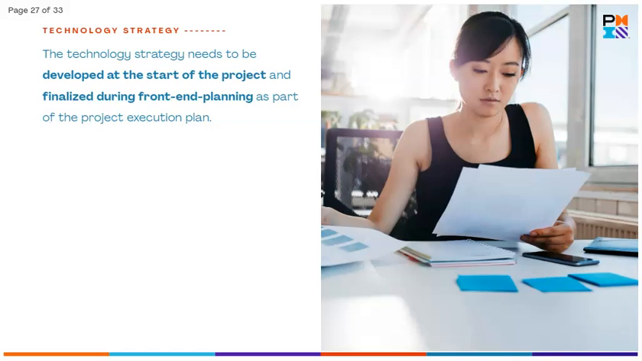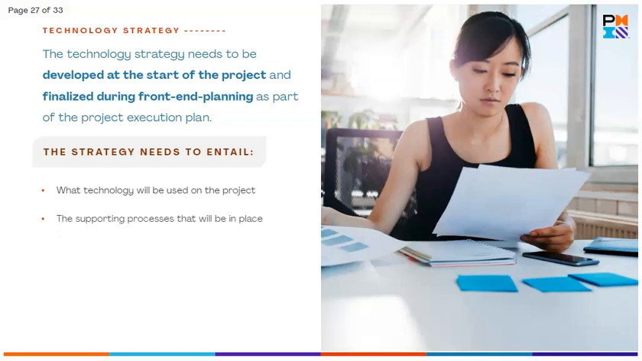The project's technology strategy needs to be developed at the start of the project and finalized during front-end planning as part of the Project Execution Plan, or PEP. A PEP sets out the strategy for managing the project, detailing the scope, roles and responsibilities, material strategy, performance strategy, etc. The strategy needs to entail what technology will be used on the project, the supporting processes that will be in place, the data protection policies and software download requirements.